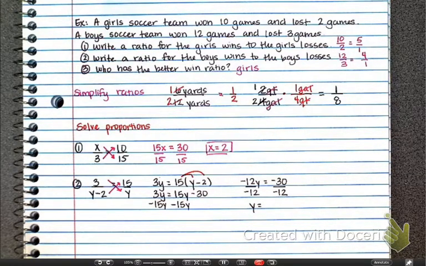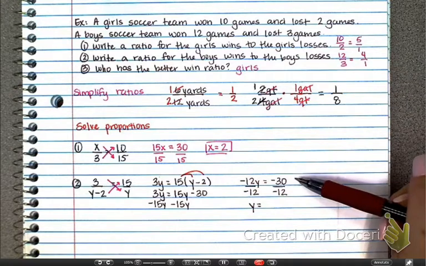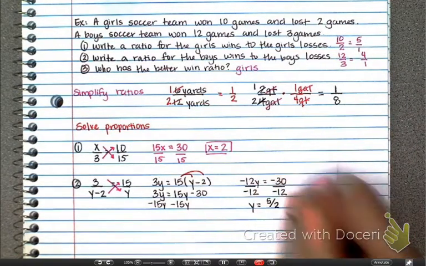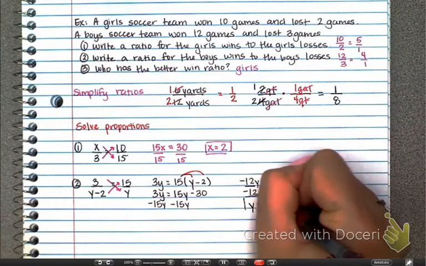Negative 5 over 2? Positive, because a negative and a negative is a positive. 6 goes into 30 5 times. 6 goes into 12 twice. So it's going to be a positive 5 over 2.